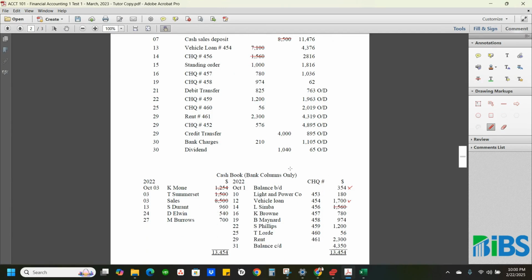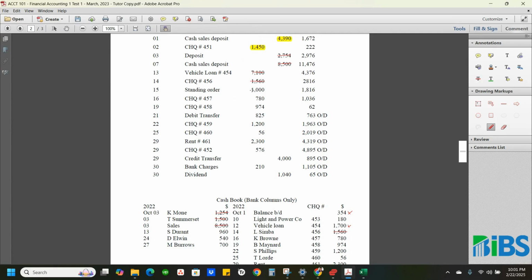We have a standing order on the 15th for $1,000. Is that in our cash book? On the credit side, no, we don't see that on the credit side. Sorry, we're not crossing that off, we're circling that because this needs to be included in our updated cash book.